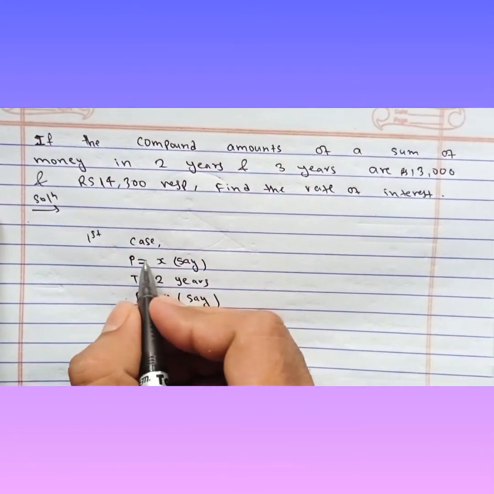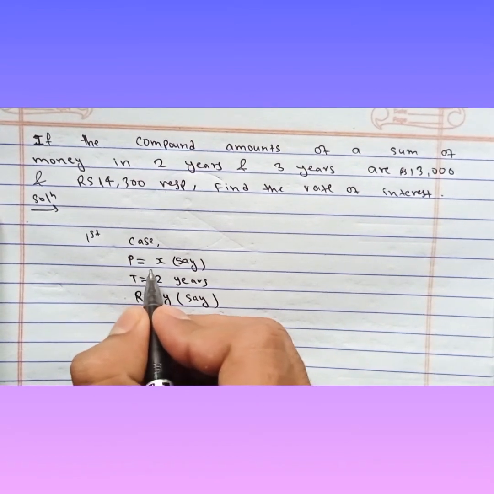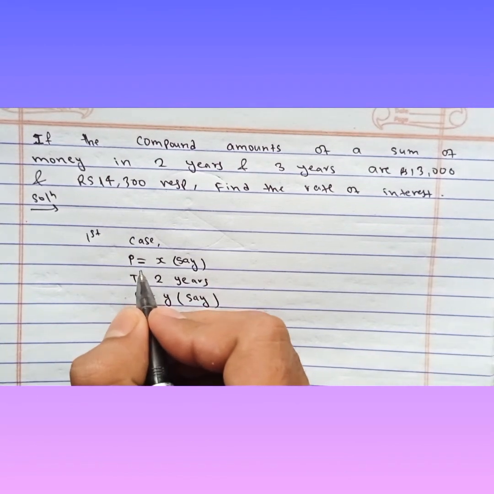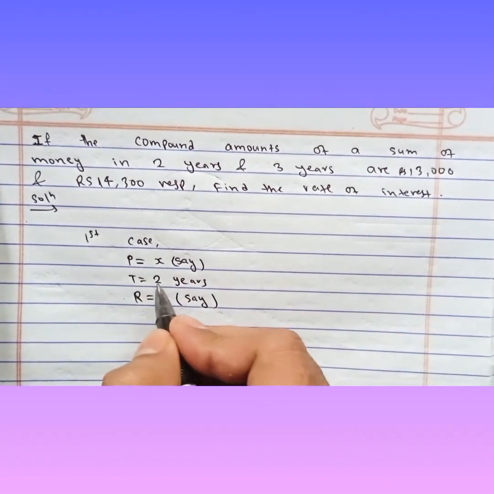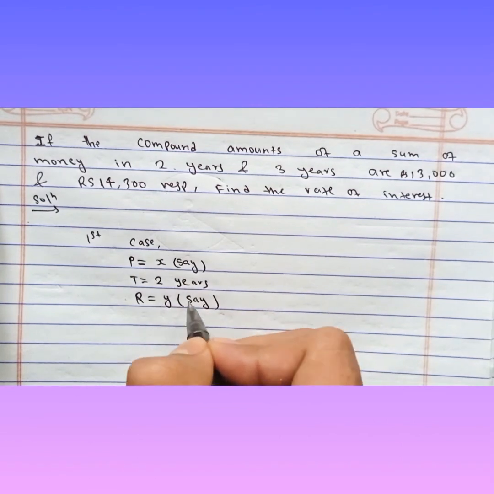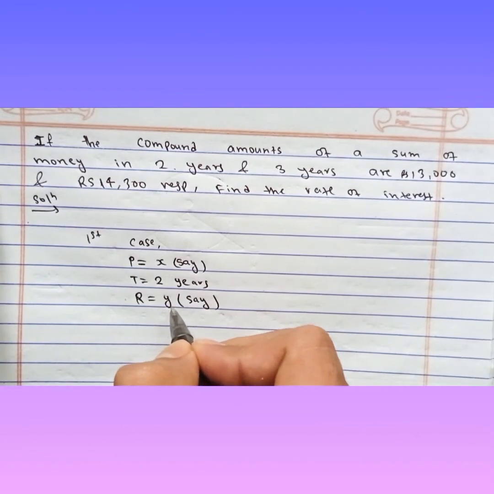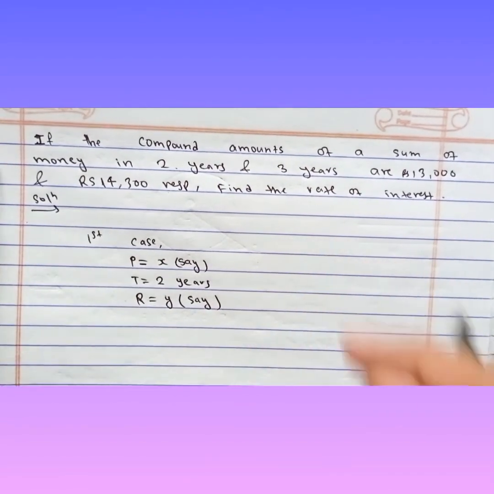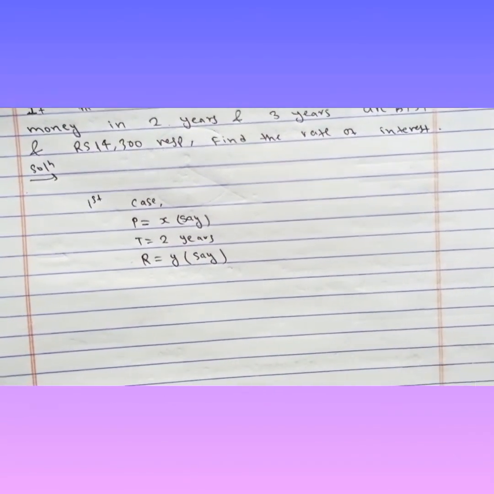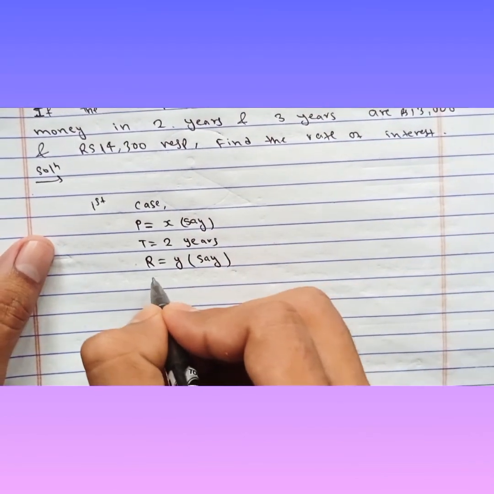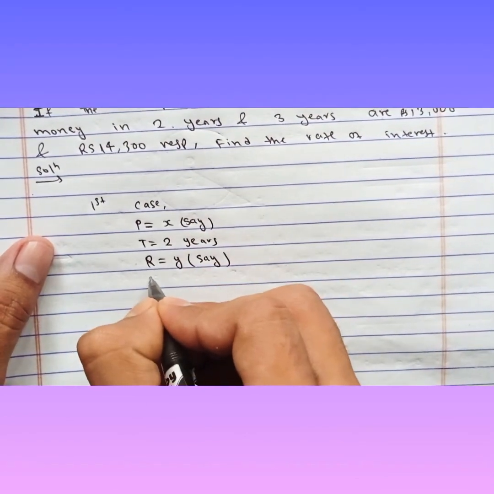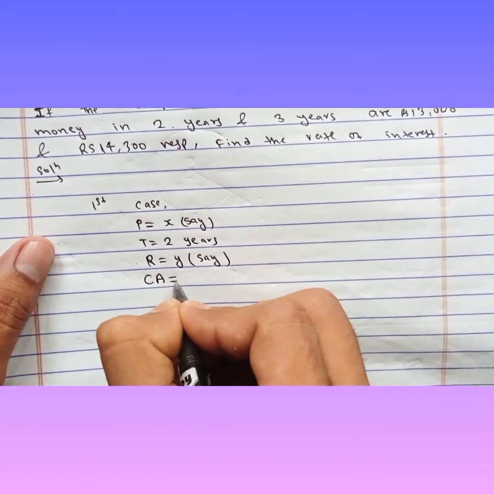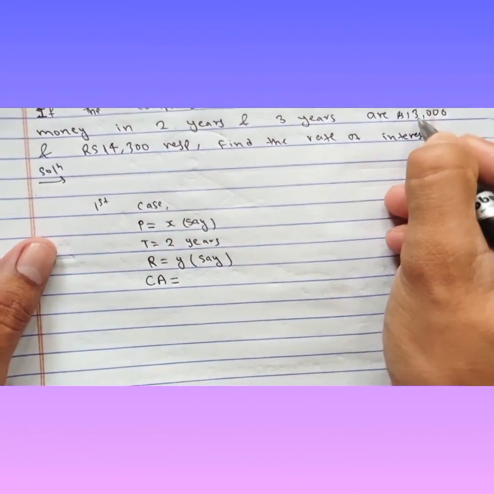And then in the first case, we can write here, principal equals x. It is not necessary to suppose x here. You can write P in place of principal, and t is 2 years here, first case 2 years, and r, I supposed here y. It is also not necessary to suppose y here. You can just write r in place of r, but I have supposed it here, which is not a big deal. Another is given, compound amount, CA is given here, 13,000.